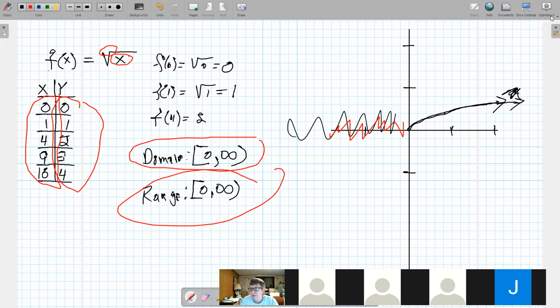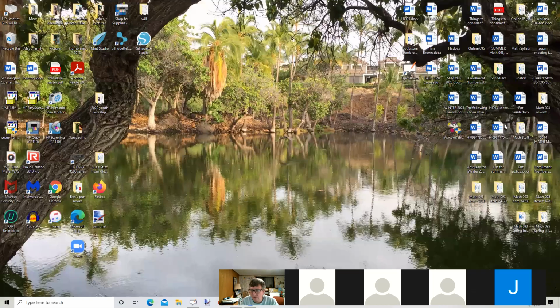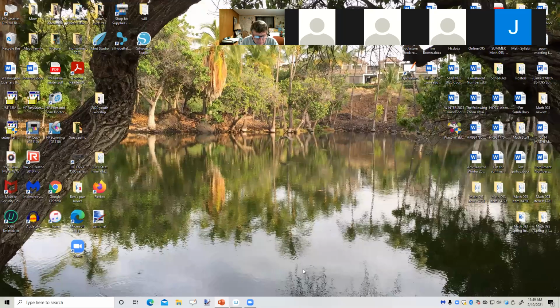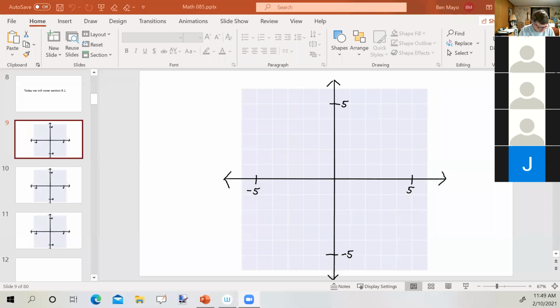All right, since this one is not working very well, I'm going to go back to our other screen because I can still use that for a little bit of graphing. And let's see here. Okay. All right. Let's see here.